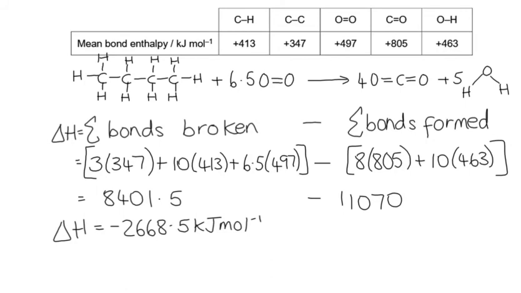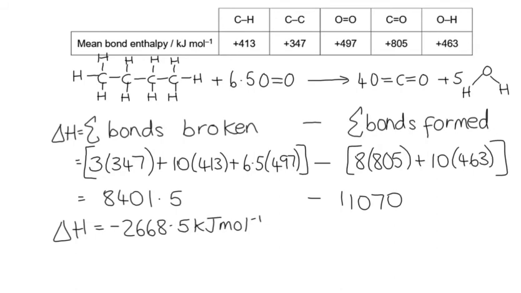So what have we got to break? Well, we had to break 3 C-C bonds. Now, if you don't draw it out, a common mistake is to say that you've got 4 of them, because there's 4 C's, but they're only connected by 3 bonds. We've got 10 C-H, and we've got 6.5 O double bond O's.